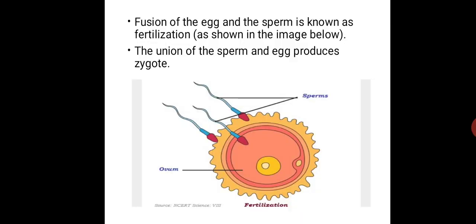Okay, so you can see this ovum. The ovum is also known as the egg. That's the female gamete. This is the sperm. And it's the what? The male gamete. You call it the male sex cell. And when it unites together, it will form the zygote.